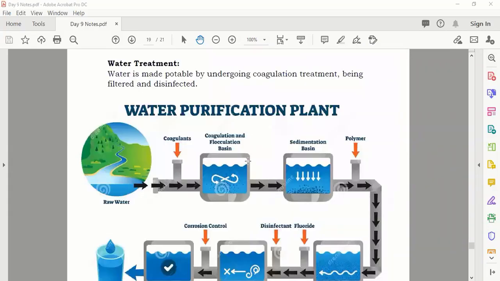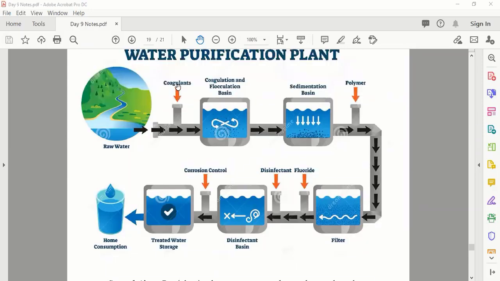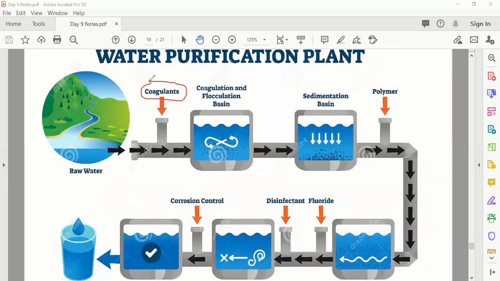Okay, then water treatment plant. The water treatment, I think maybe in chemistry you took this one, so it is the same like in chemistry. So here, first of all, you have coagulation, meaning the particles of water are stuck together. They use a material that is known as coagulants. Let me make it a little bit bigger. In the first step, you will use that special type of chemical. They are known as coagulants.